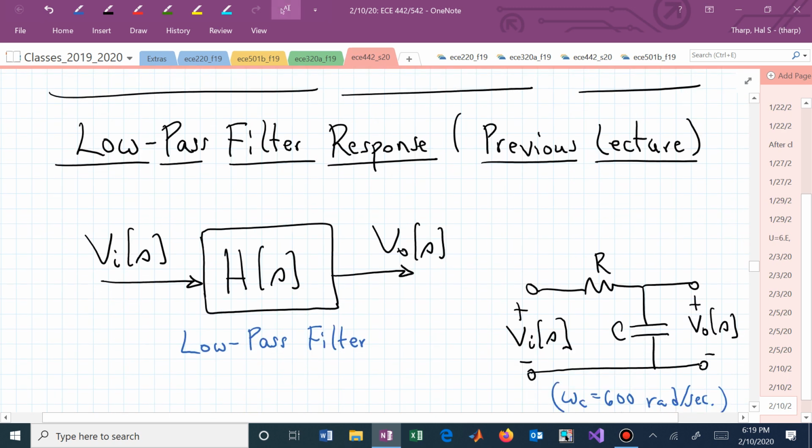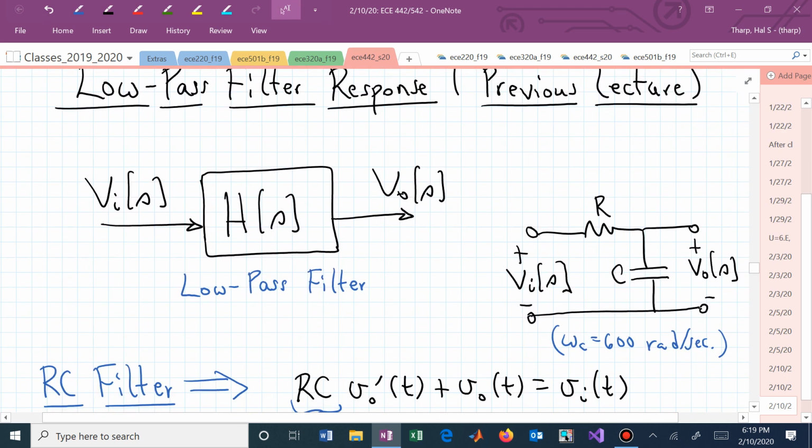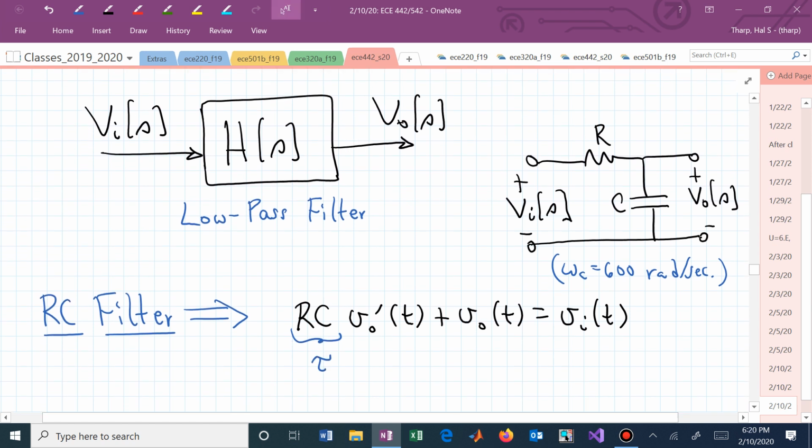So let's go back to where we were finishing up last time. Let's work it through for a low-pass filter. This low-pass filter had a bandwidth of 600 radians per second, which was about 100 hertz. About because we rounded pi from 3.14 to 3. And that gave us a nice round number of 600. So we would have to pick R and C in such a way to make our pole equal 600.